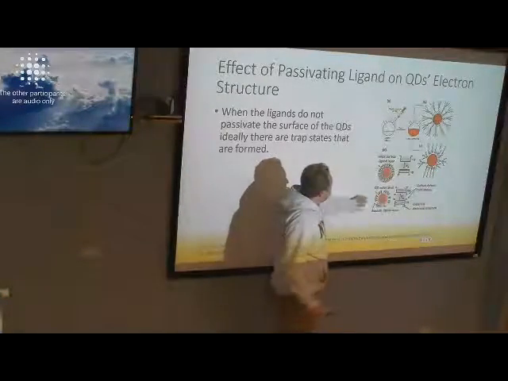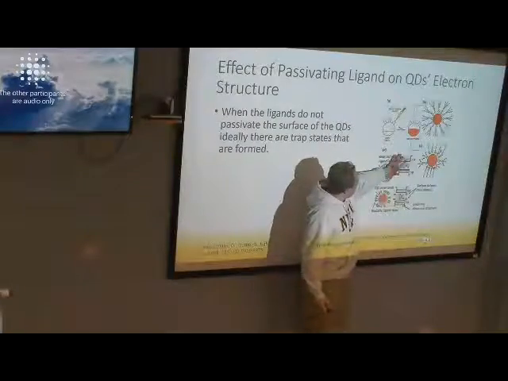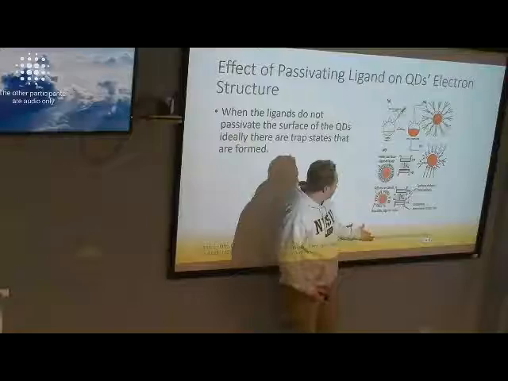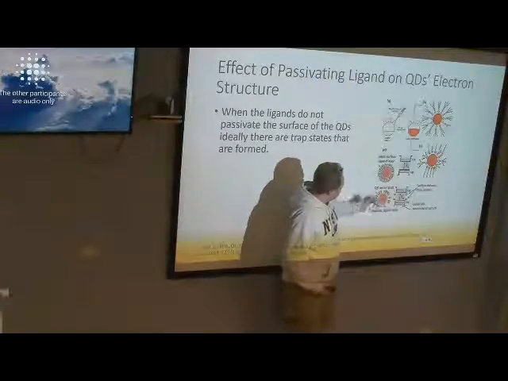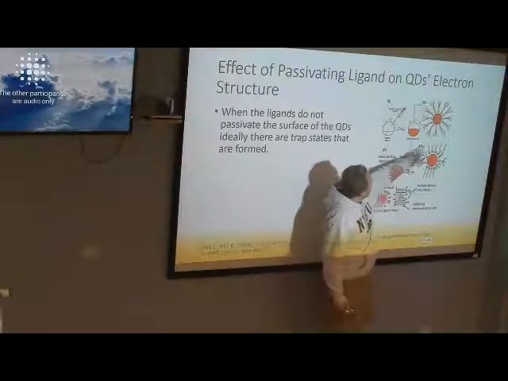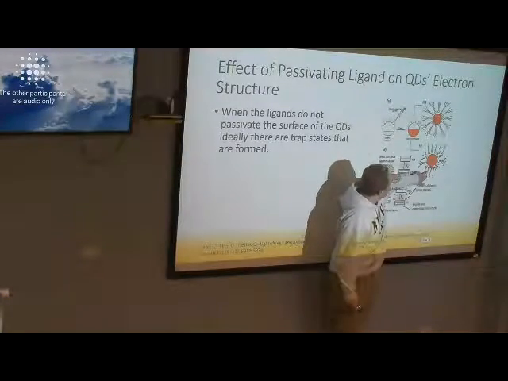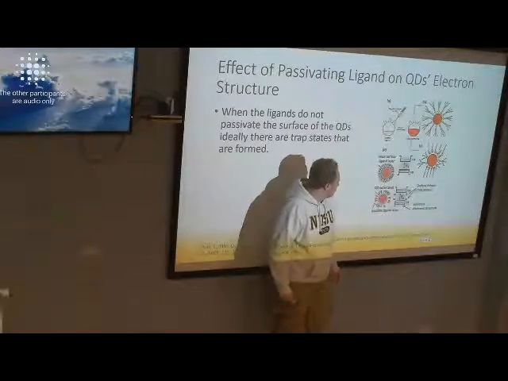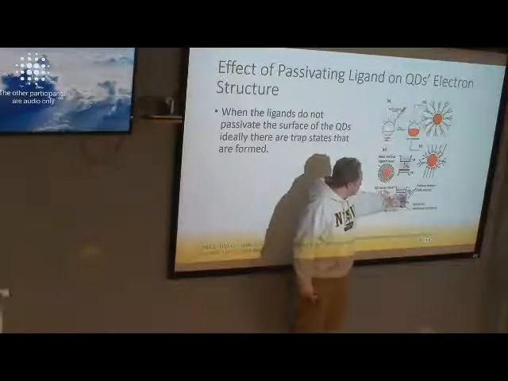If they're ideally passivated, the band gap is open and the electronic structures are ideal. However, in the real world, you typically don't have ideal passivation. Here's ideal passivation, here's not ideal, and you can see that there's disorder on the surface, and that leads to trap states.